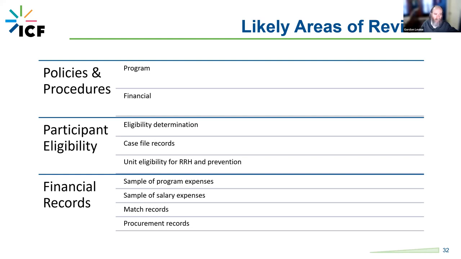And finally, financial records. There will almost certainly be a sample taken of program expenses, a sample of salary expenses specifically, both because they comprise a large portion of expenses and because they're often an area of challenge. They're going to look at match records, which may be some or all, depending on what that looks like. And finally, your procurement records. So again, that's your larger purchases. Next slide, please.